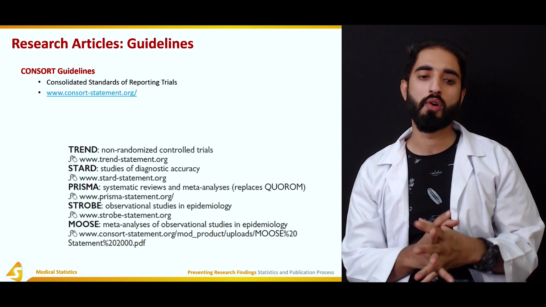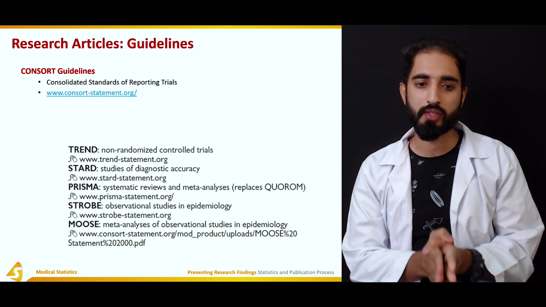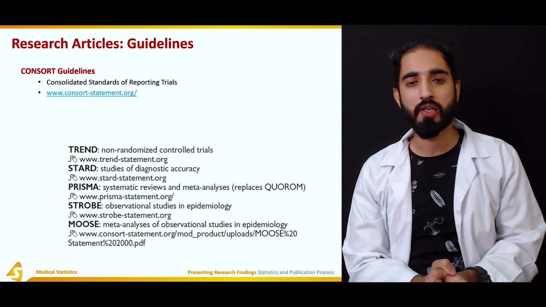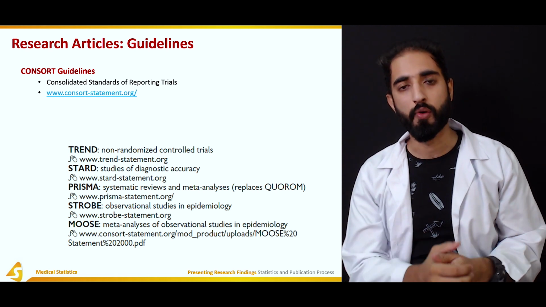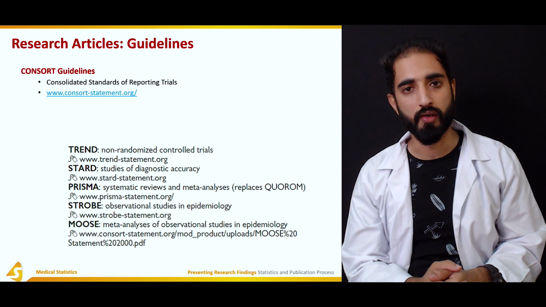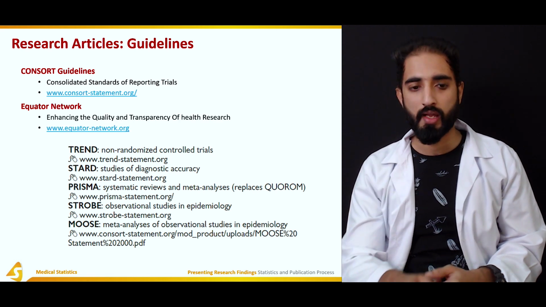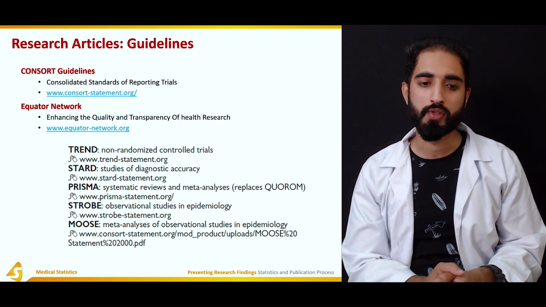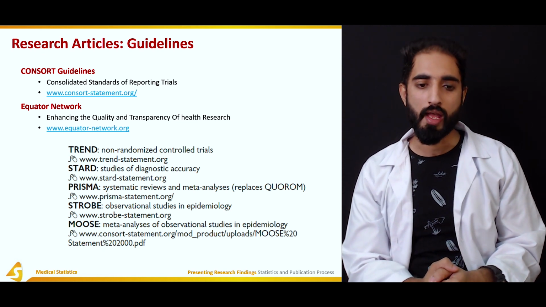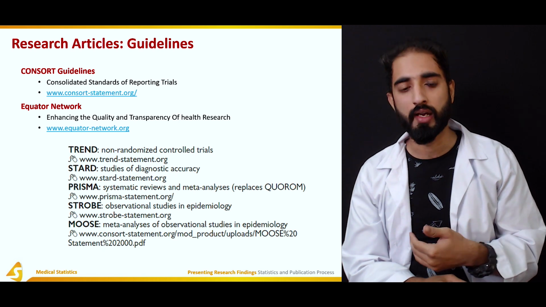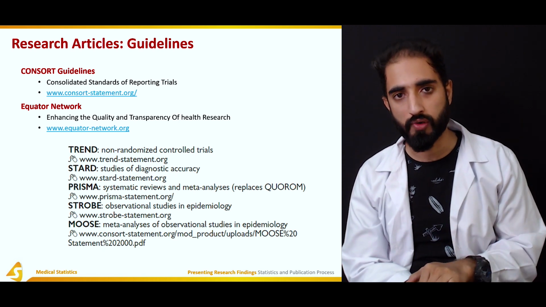They include the CONSORT guidelines, which stands for Consolidated Standards of Reporting Trials. These are very good guidelines for reporting randomized controlled trials. Another is the EQUATOR Network, which stands for Enhancing the Quality and Transparency of Health Research. And they give guidelines on all different types of study designs.